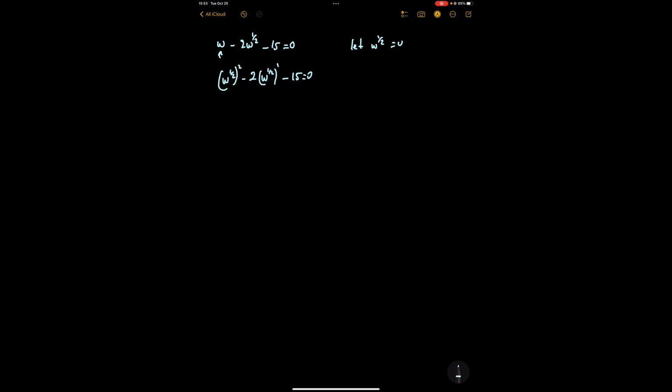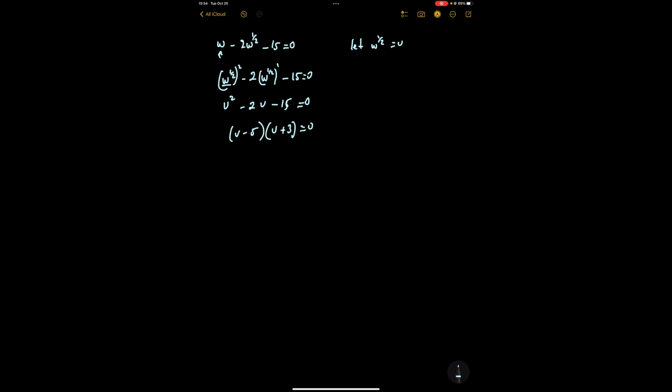Now I'm going to replace w to the power of half by u. That would be u squared minus 2u minus 15 equal to 0, right? Well, let's factor that. What two numbers, when you multiply them, equal 15 and when you subtract them equal 2? That's pretty easy. That's going to be 5 and 3. So I would have u minus 5, u plus 3 equal to 0, right?